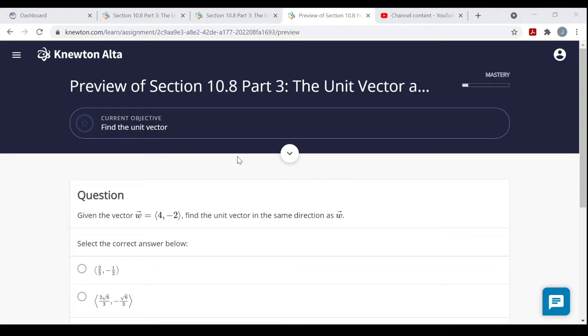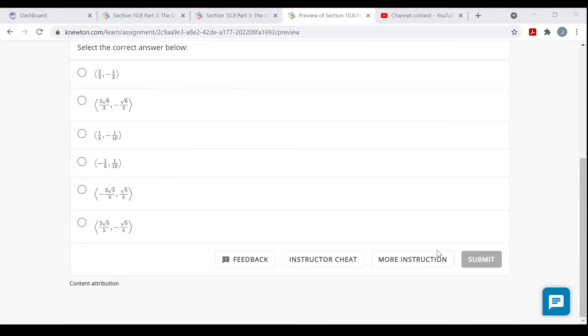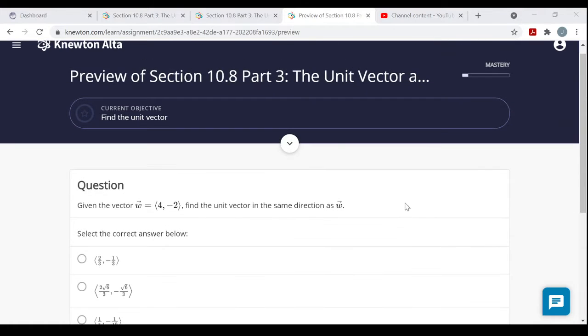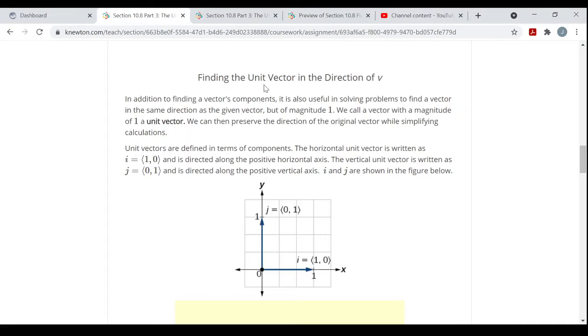Alright. So if you want to see more about the topic, before we get to the question here, click on More Instruction and look at their videos, their notes, their examples. Hopefully those all help you out. I'll show you some of those notes. Finding the unit vector in the direction of a given vector v.